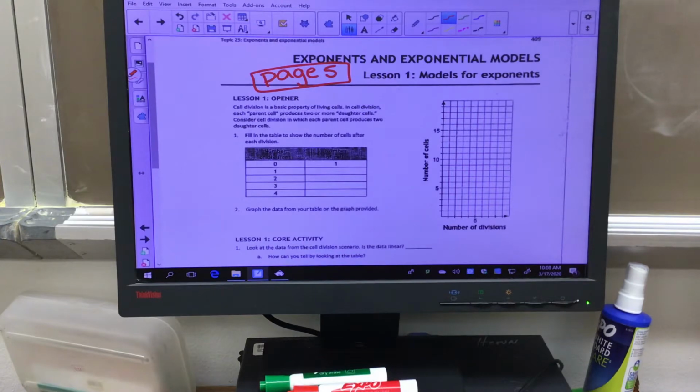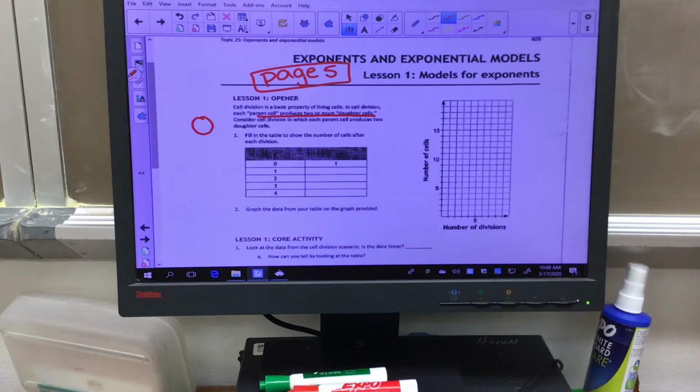So on page 5, we start with our opener. And we're talking about a little bit of science. We're talking about cell division. So it says cell division is a basic property of living cells. In cell division, each parent cell produces 2 or more daughter cells. Consider cell division in which each parent cell produces 2 daughter cells. So when none of them have divided, we have 1 cell. So here's my 1 cell.